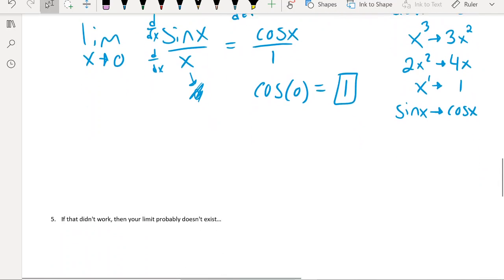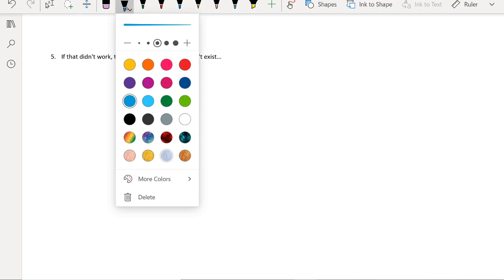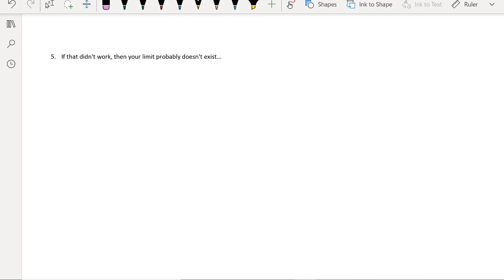Right? So then we get to step 5, the final step. There's not really anything much to do here because it says if that didn't work, so if steps 1 through 4 didn't work, then your limit probably doesn't exist. If we've done all the things, steps 1 through 4, and nothing worked, then your limit probably doesn't exist. So for instance, if I want the limit as x approaches 0 of 1 over x.